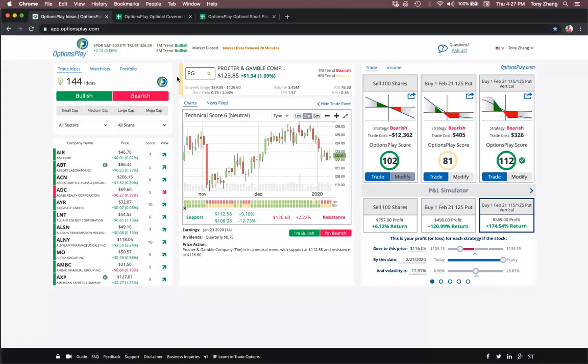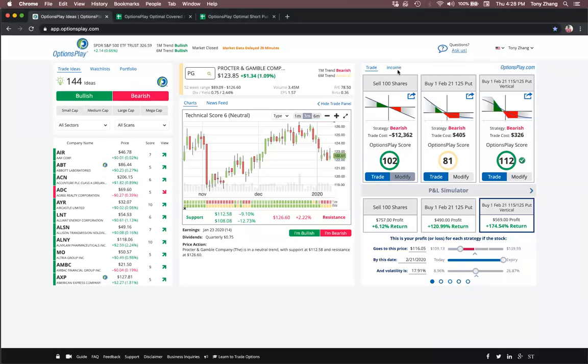So the options play tool itself is broken down into 3 sections. You have trade ideas, watch list, and portfolio on the left-hand side. In the middle is our security analysis panel. On the right-hand side is trading and income. So today we're going to focus our attention on the income tab, because that's what we're here to do, right?